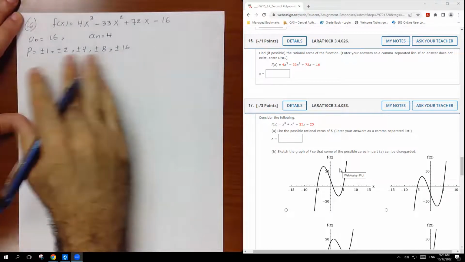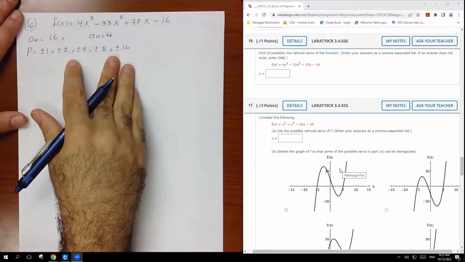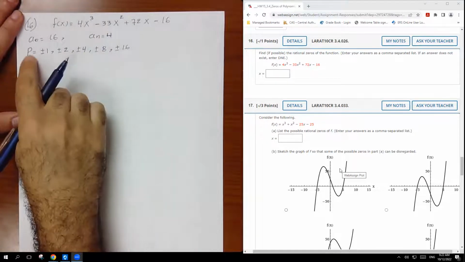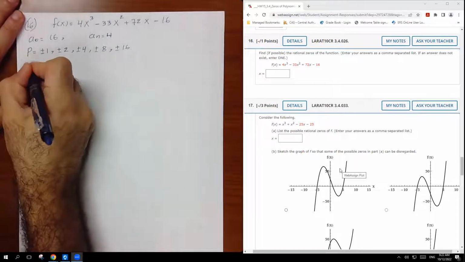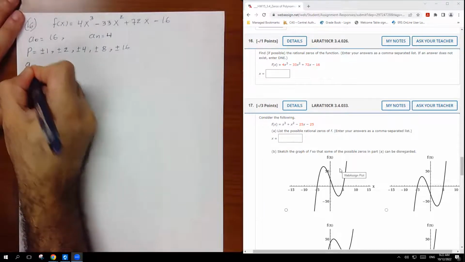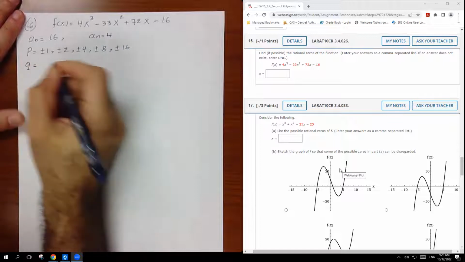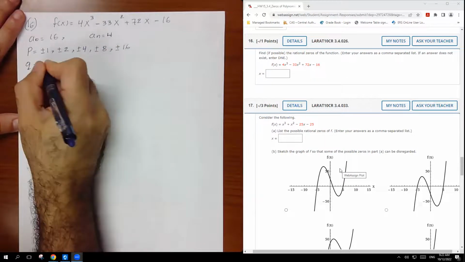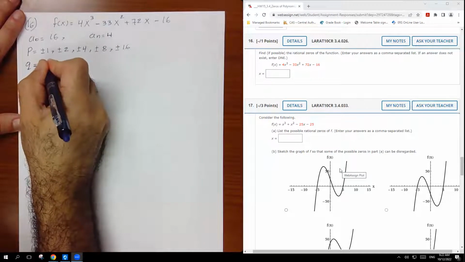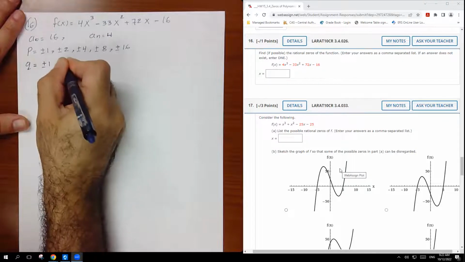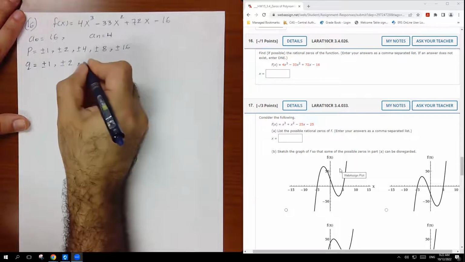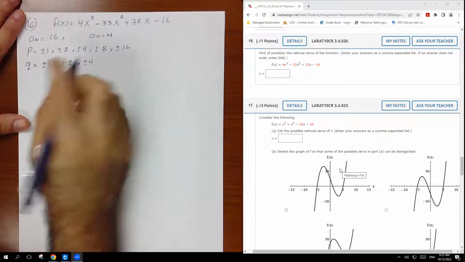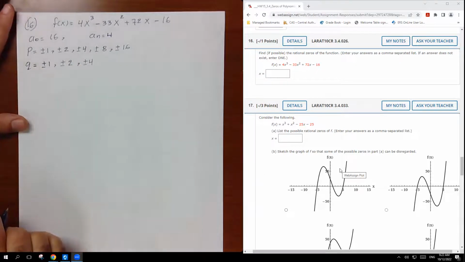So all these are possible values for P. The Q is the factors of a n, which is plus or minus 1, and plus or minus 2, because 2 times 2 is 4, and plus or minus 4, because 1 times 4 is going to be 4.